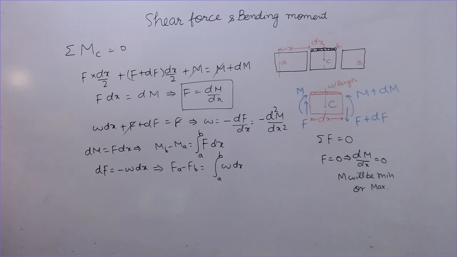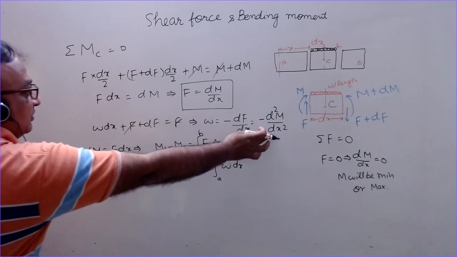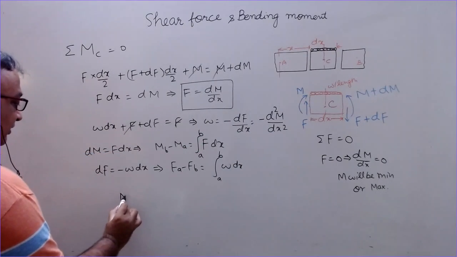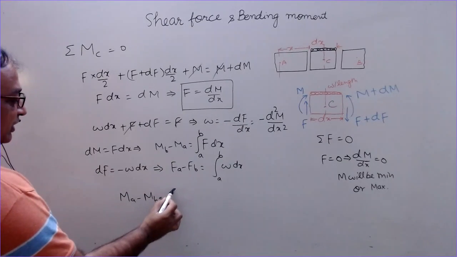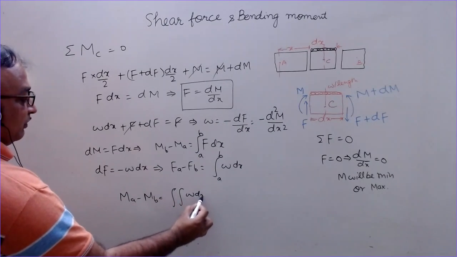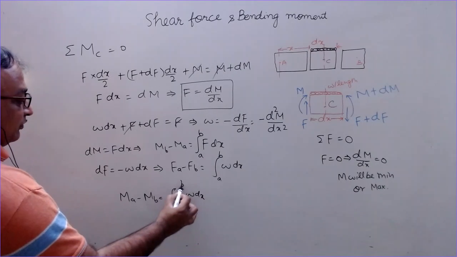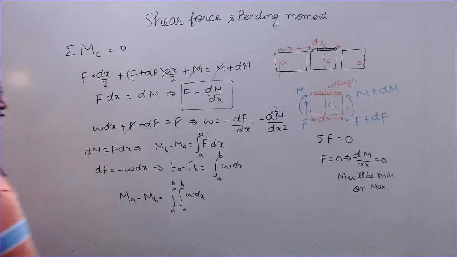And also I can write from this, by using this relation, MA minus MB. Now we have the second derivative, so we will use the double integral from A to B. These relations are quite helpful when we have to calculate the shear force and bending moment for a given beam.